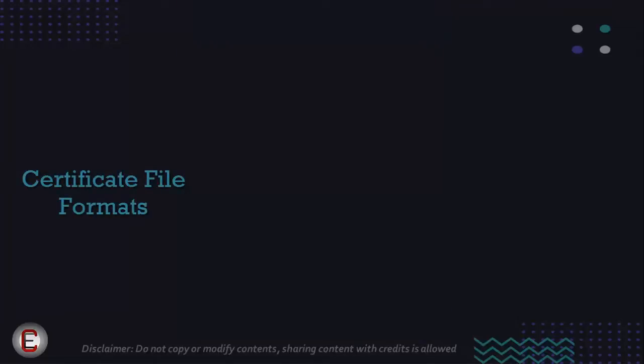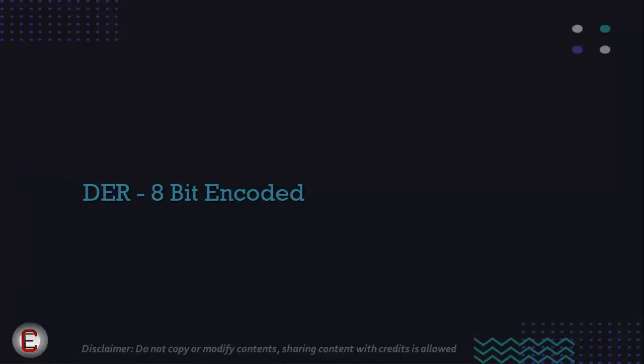Before we end this session, let's get to know about certificate file formats. Natively, all certificates are DER encoded, which is an 8-bit binary encoding. You will have to look up 8-bit binary encoding if you don't know what that means. If there are multiple objects within the same file, you might hear the terms PKCS7, PKCS8, PKCS12.